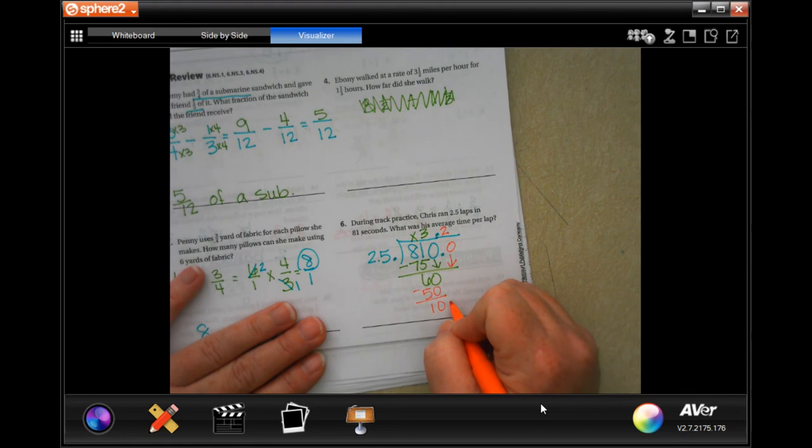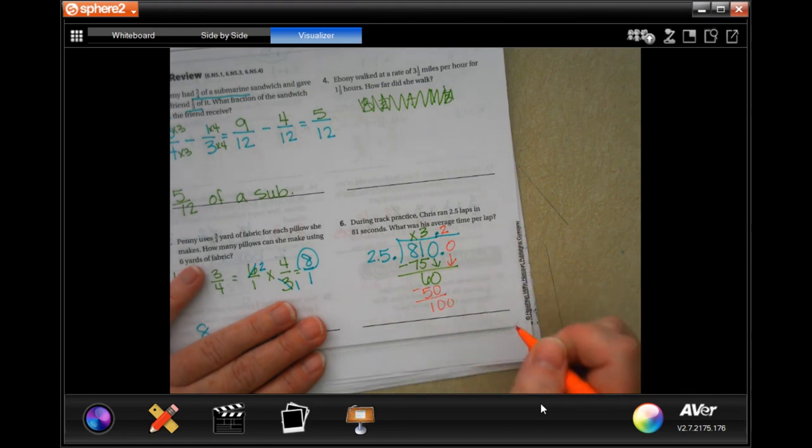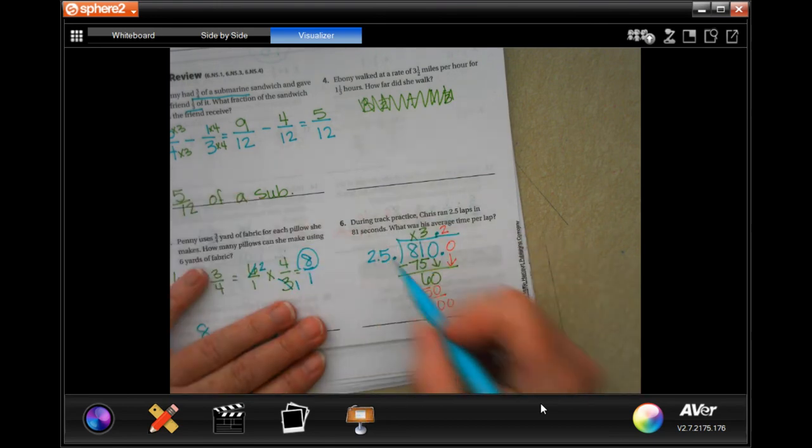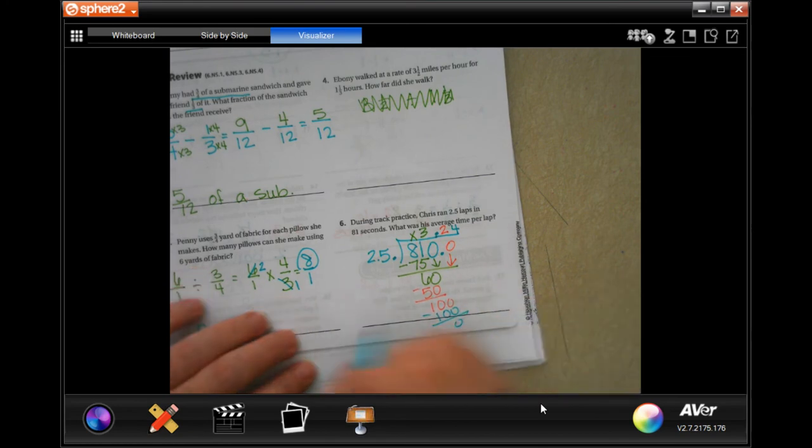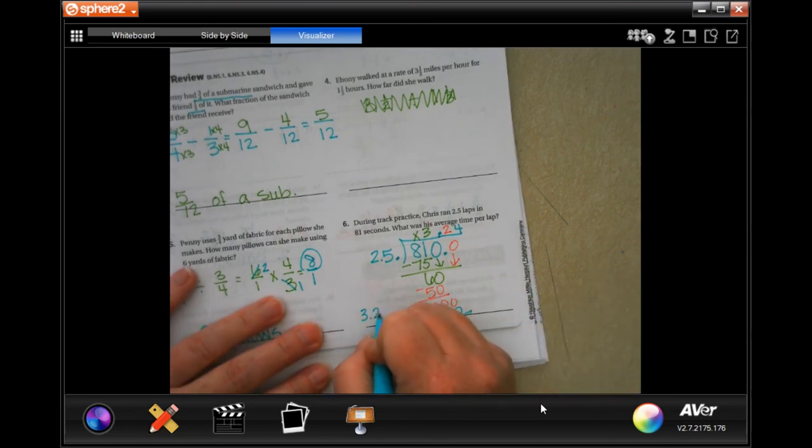Okay, now 10 is less than 25. I can bring down another 0. And 25 is going to go into 100 4 times, just like 4/4 go into $1. Okay, so 3.24 seconds per lap.